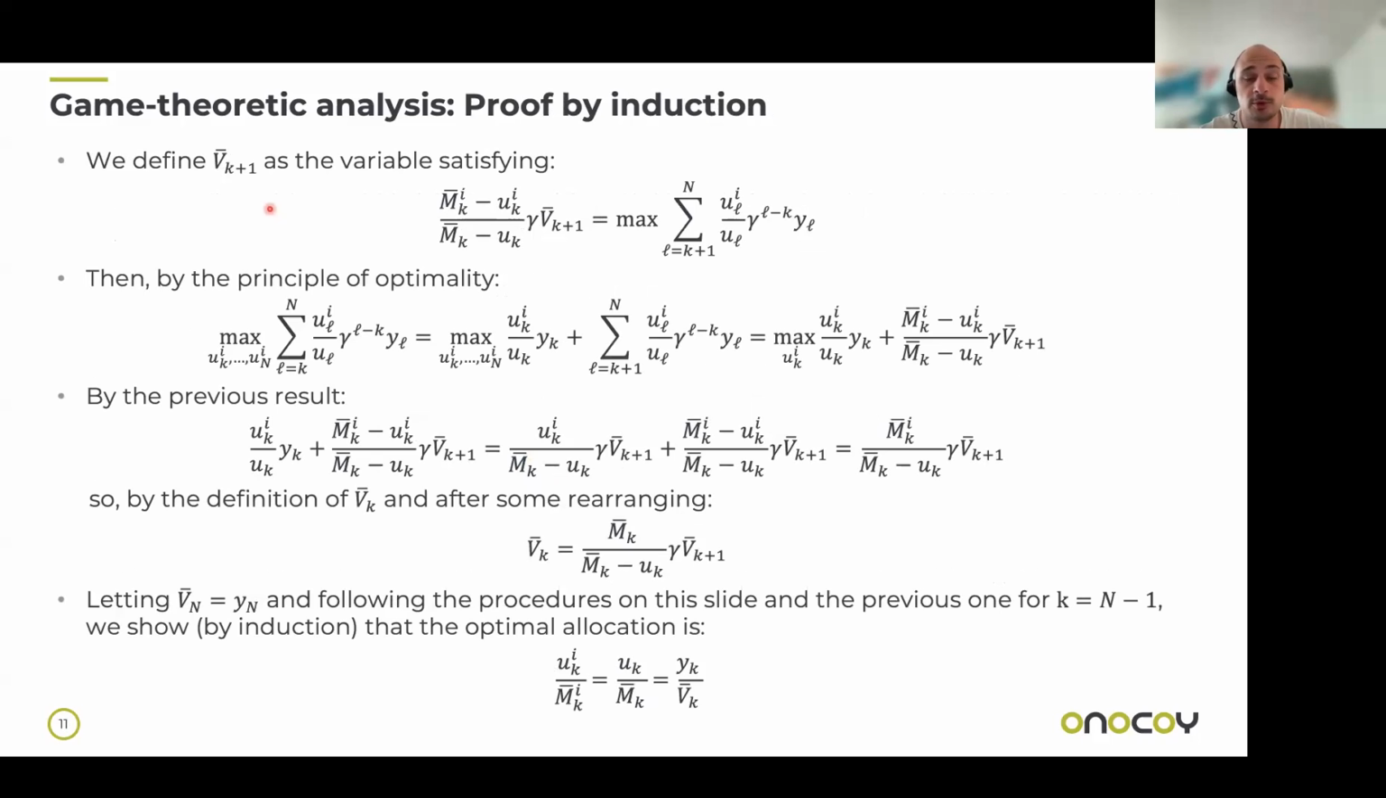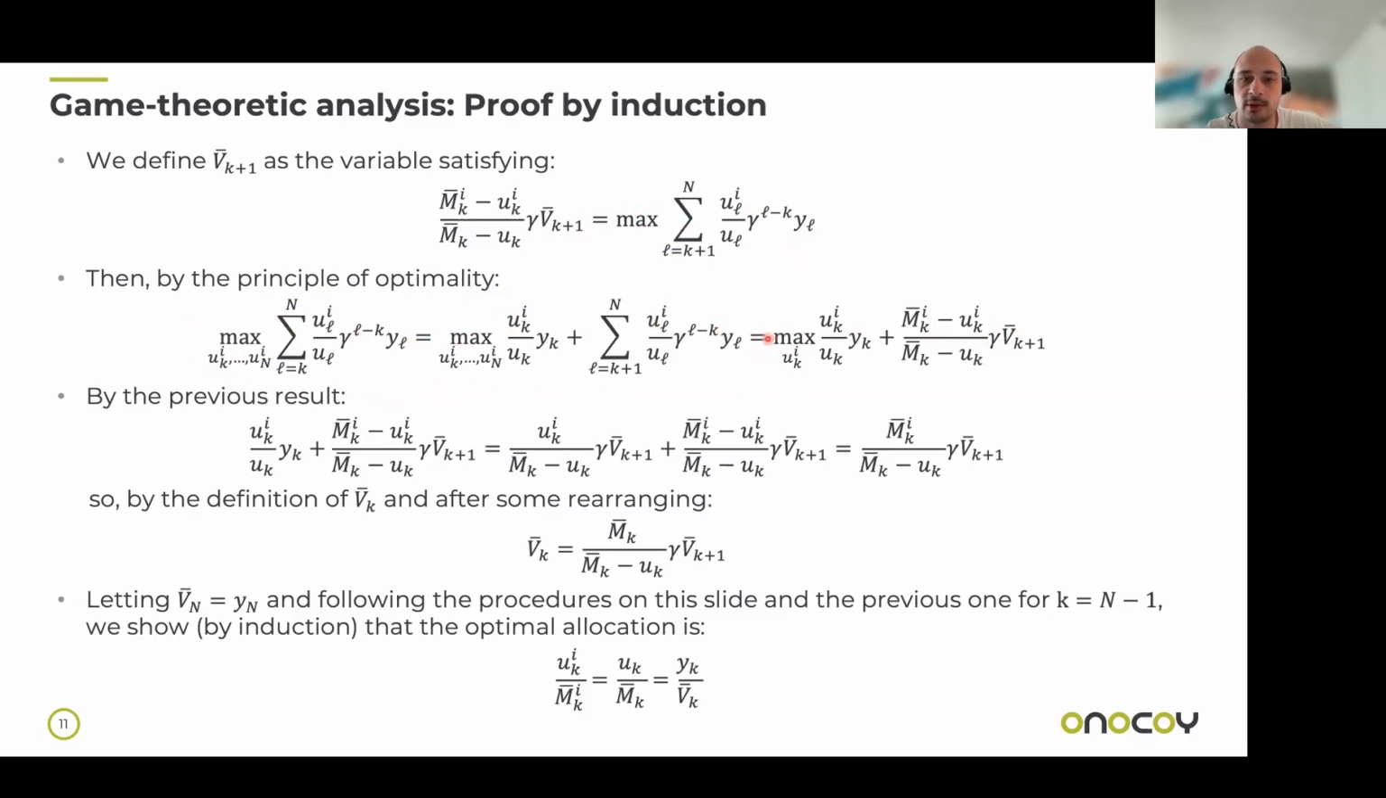And what you do then is, it is an abuse of terminology, but you can define this variable v bar k plus 1. It's just this thing we've defined, and you say it satisfies this expression here. And so we take that as given. And then we know by the principle of optimality that this part, which is equal to this part, you can split up into two parts. So this is just arithmetic.